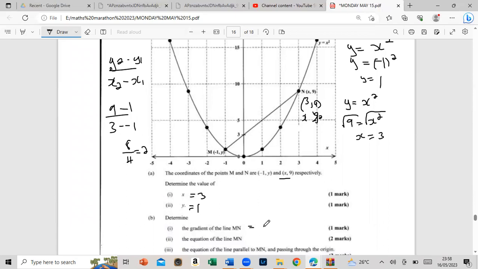So the gradient is 2, and they ask for the equation of the line. So the equation now will be y equals mx plus c. So we know the gradient of the line MN is 2. So we can just punch in those points here and try to work from there. So the y intercept is 3.